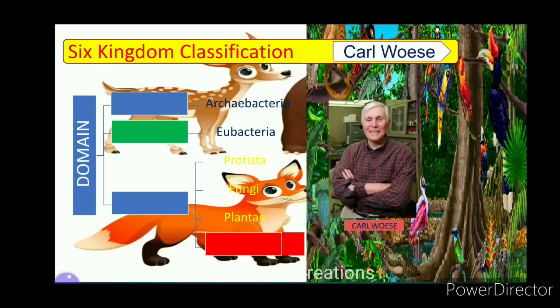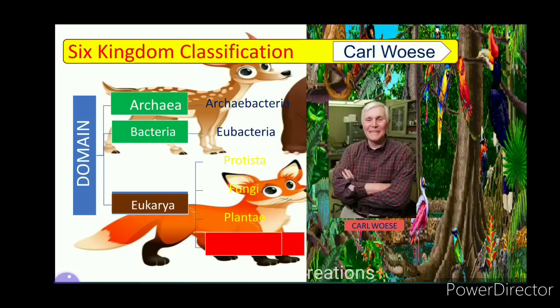First, you can see the domain. From the domain, the kingdoms are derived. So the domain is classified into three groups. One is the archaea, the second one is the bacteria, and the third one is the eukarya. Okay, so these are the three groups from this domain.